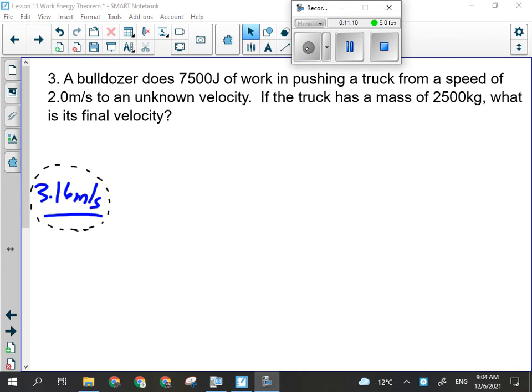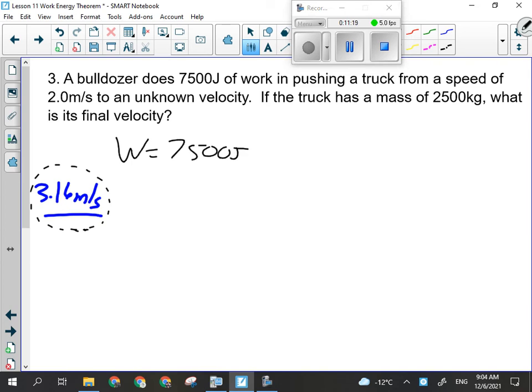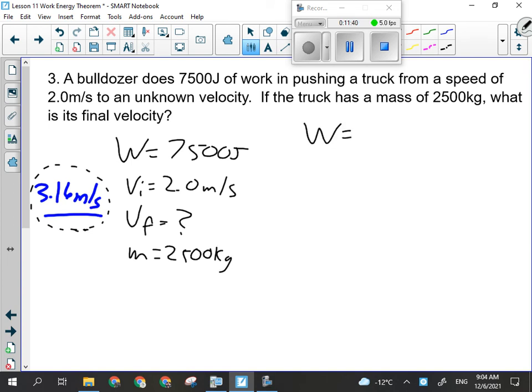Okay, so let's do it in the same order we always do. The bulldozer does 7,500 joules of work. So they told me the work. And it pushes a truck from a speed of 2 meters per second to an unknown speed, which is what they want us to calculate. The truck's mass is 2,500 kilograms. What kind of energy is changing here? Kinetic. All right, so we can establish the work energy theorem. Work is a change in kinetic energy.